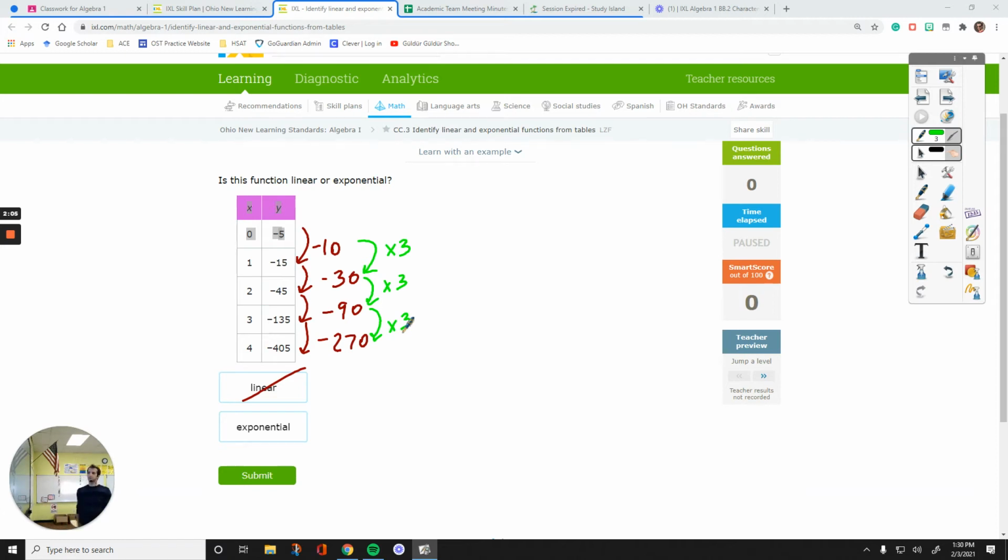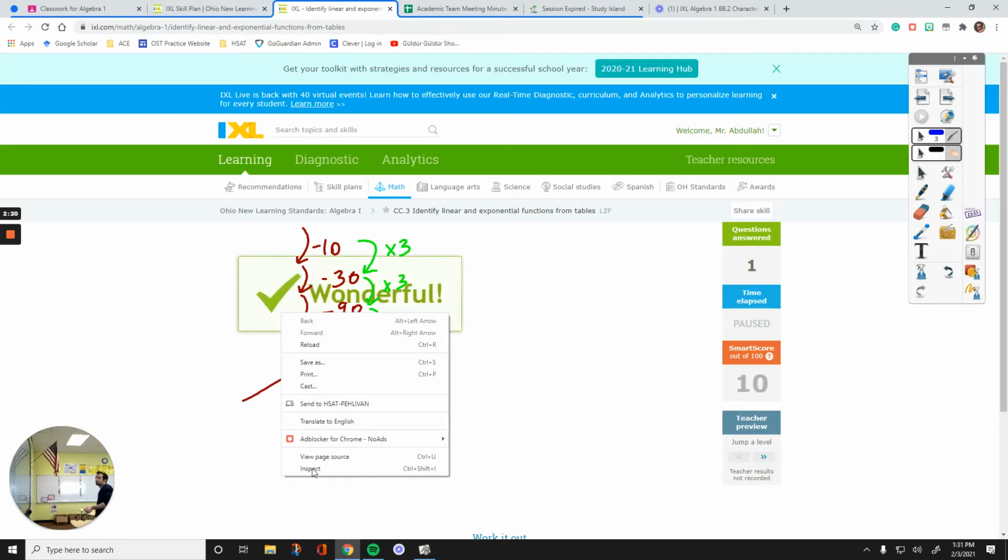How do you find that number? Just divide the two numbers. Divide the greater one by the smaller one, and see if that number is the same. If so, you have an exponential function. Over here, the first one is exponential.